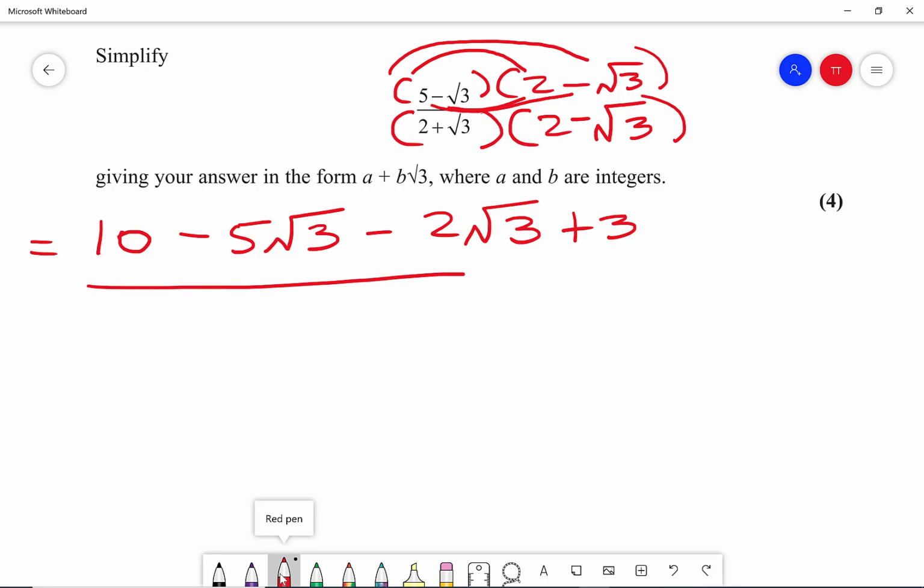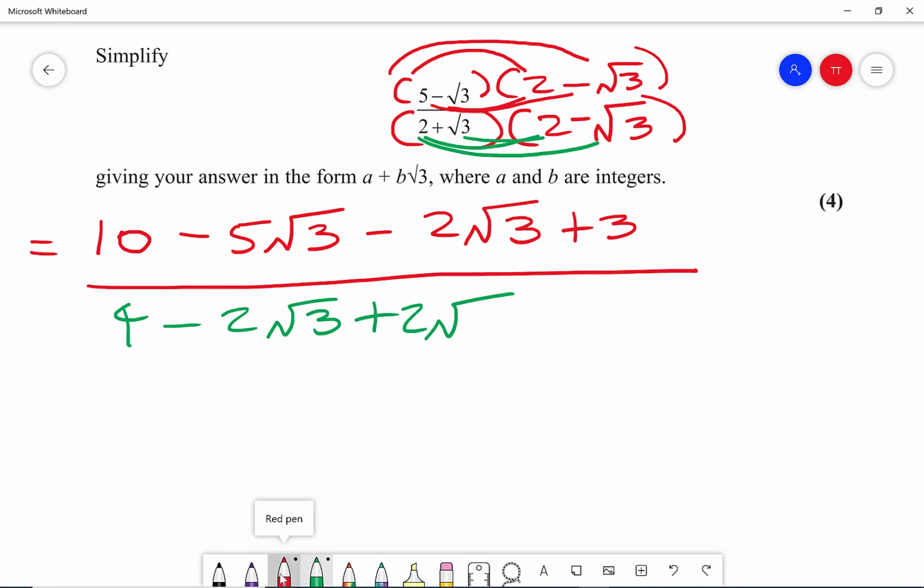Then the denominator, we're going to get 2 times 2, which gives me 4. Then 2 times minus root 3 will give me minus 2 root 3. Then 2 times root 3 will give me positive 2 root 3. Then positive root 3 times minus root 3 will give me minus 3. Now notice the minus 2 root 3 and the positive 2 root 3 will cancel out.